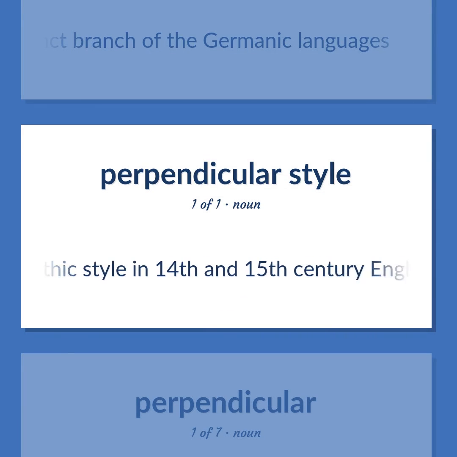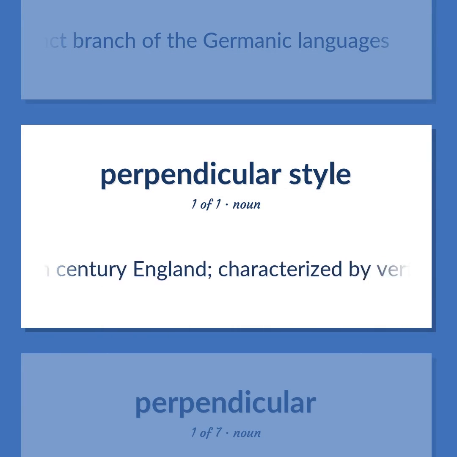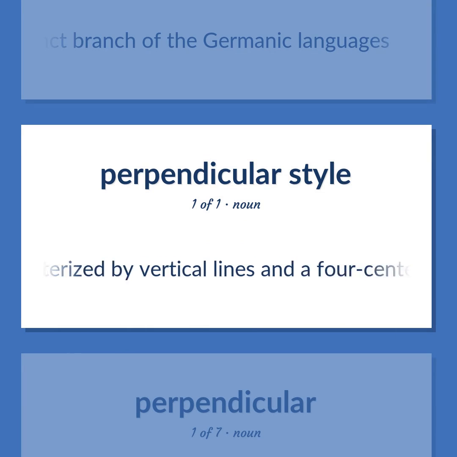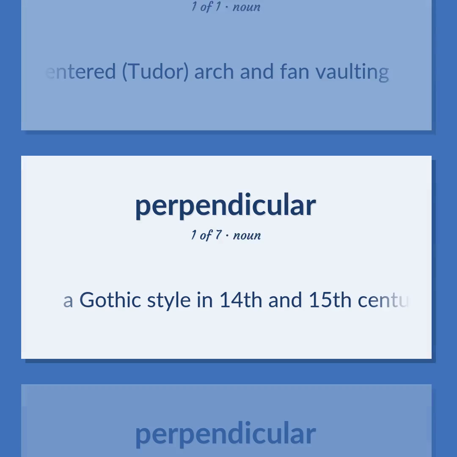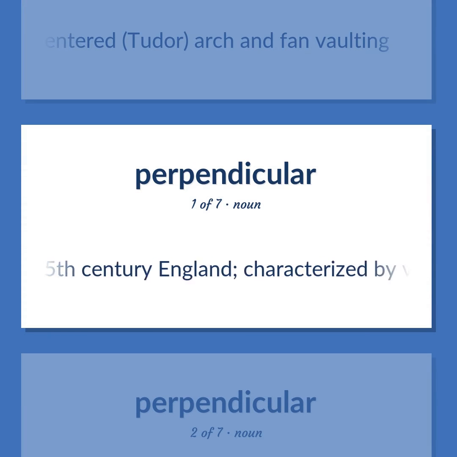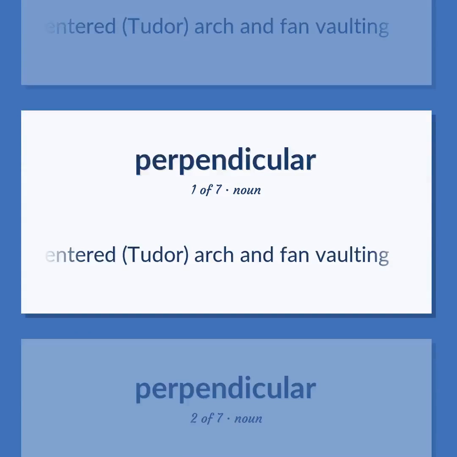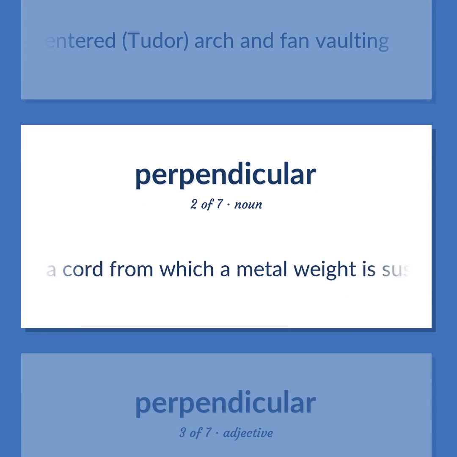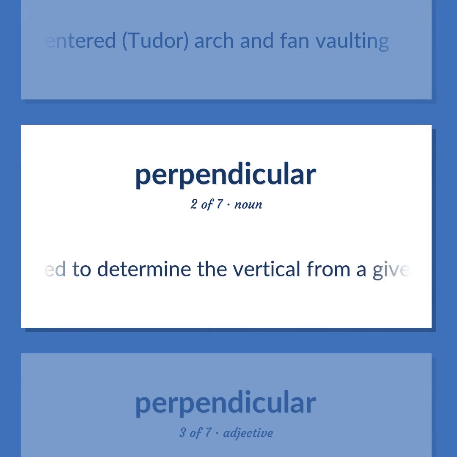A Gothic style in 14th and 15th century England, characterized by vertical lines and a four-centered, Tudor, arch and fan vaulting. A cord from which a metal weight is suspended pointing directly to the Earth's center of gravity, used to determine the vertical from a given point.